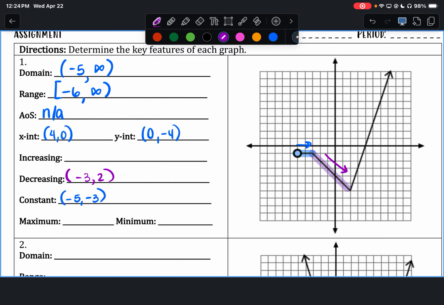Okay, and remember, we're looking at our x values. We're looking at what's happening on the x-axis from negative 3 to 2. Now, that last section of our graph is doing what? Increasing. So at what point does that section begin increasing? And does it ever stop increasing? No. So it goes from 2 to?